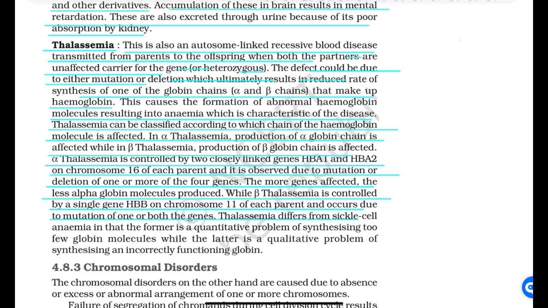While beta thalassemia is controlled by a single gene, HBB, on chromosome 11 of each parent, it occurs due to mutation of one or both genes. Thalassemia differs from sickle cell anemia in that the former is a quantitative problem of synthesizing too few globin molecules, while the latter is a qualitative problem of synthesizing an incorrectly functioning globin.